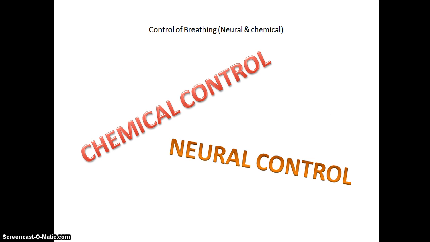Control of breathing. There are two types of control: chemical control and neural control. Chemical control is to do with our breathing rate, which consists of small chemoreceptors, and these detect carbon dioxide within our blood.